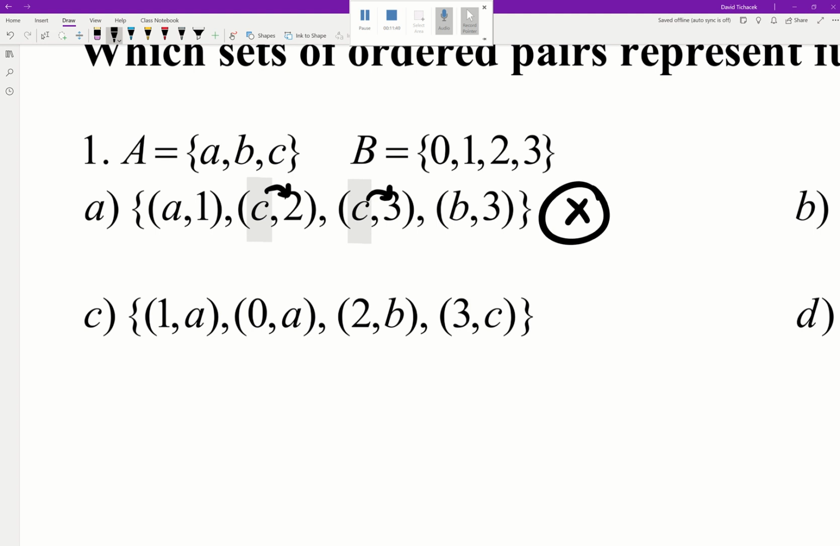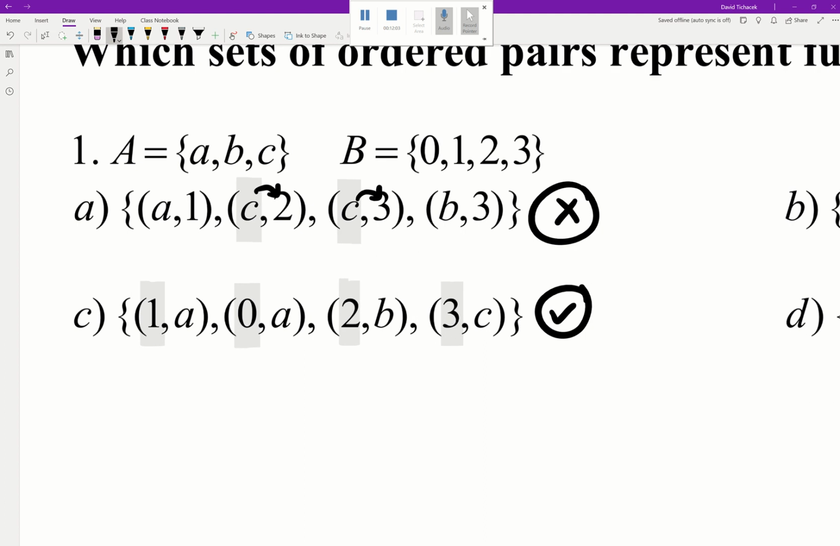If you look at the next one down, part C, you'll notice that each one of these input values is going to go to one unique output value. It's not the case where I have repeating ones going to two different things, right? So it's not the case where I have 1 going to A and 1 also going to B. That would be an issue. I think we are all clear here, so yes, we could say that this is indeed a function.